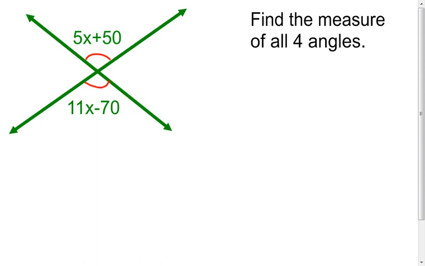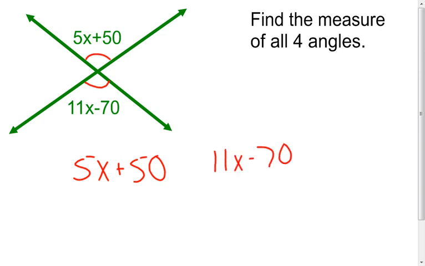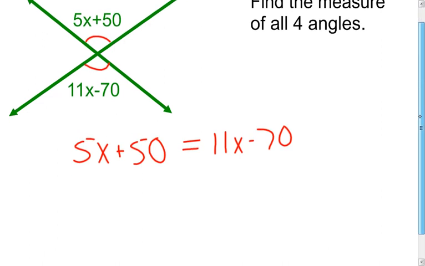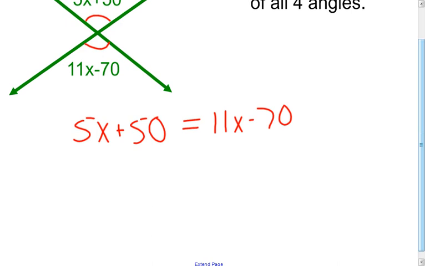Now, if they're congruent, what do I know about their measures? Well, if they're congruent angles, their measures are going to have to be equal. So I'm going to write that down in an equation format. I just said that my vertical angle measures are equal. So I have my 2 angle measures, and I'm going to say that they are equal. Now I have an equation that I can solve, and once I have it solved, I should be able to plug back in the measures to figure out what those 4 angle measures are.